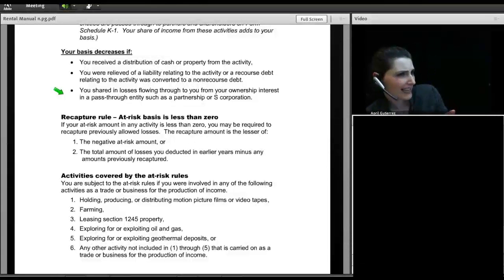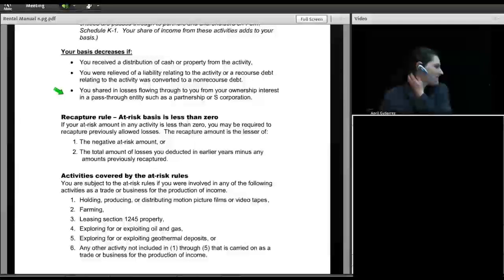Now, last year we had a client come into our office, and he had this K-1 showing this big loss. First question we ask is, how much are you at risk for? So you've lost $50,000 here. How much did you put in? Well, I didn't put any in, but I get the loss. No, it doesn't work like that.